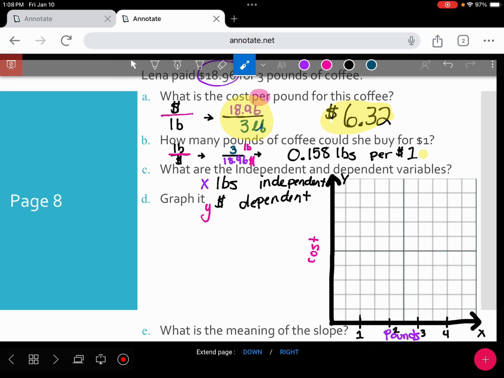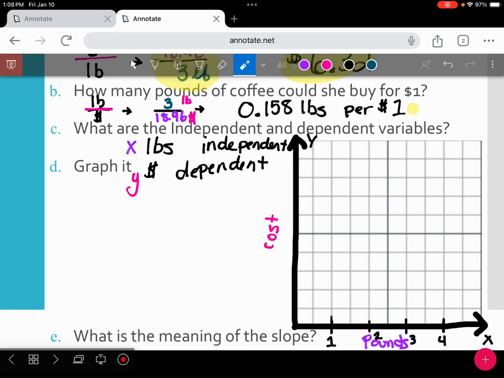Oh, like mine goes up to 10. 1, 2, 3, 4, 5, 6, 7, 8, 9. Oh, yours does too. Good. I just like to double check. Sometimes I steal things from other resources.